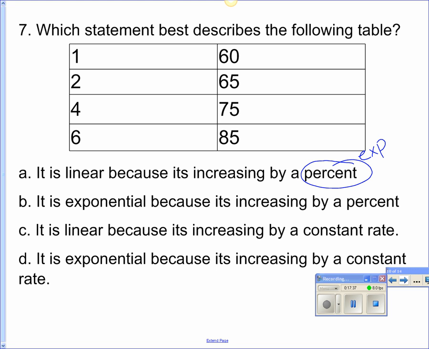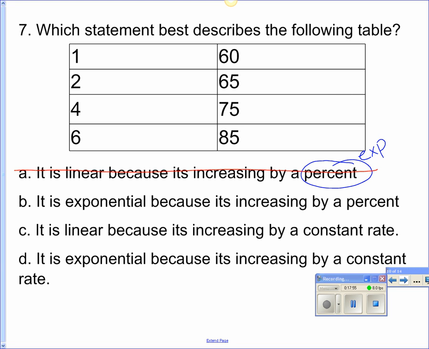Okay, so A says it is linear, and it has a percent as the reason. So that's not even possible. Percent automatically makes it exponential. So you can mark out A. Linear does not have anything to do with percents.